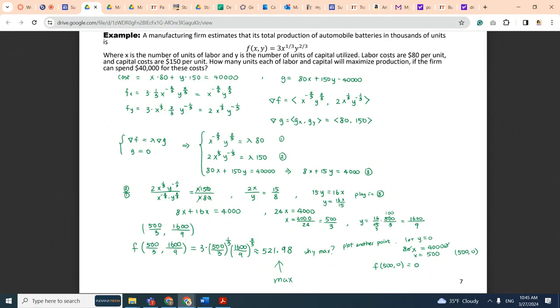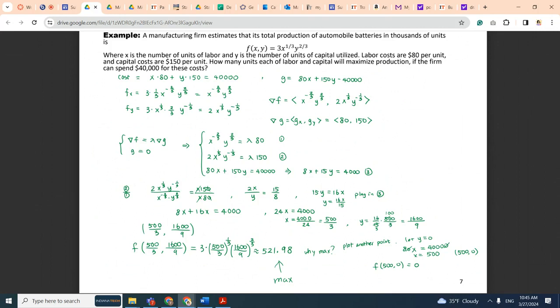X is the number of units of labor, Y is the number of units of capital utilized. Labor costs are $80 per unit, and capital costs are $150 per unit. How many units each of the labor and capital will maximize the production if the firm can only spend $40,000 for this cost? So this is the function f. That's the surface. We have a constraint. We have a fixed amount of money we can spend.